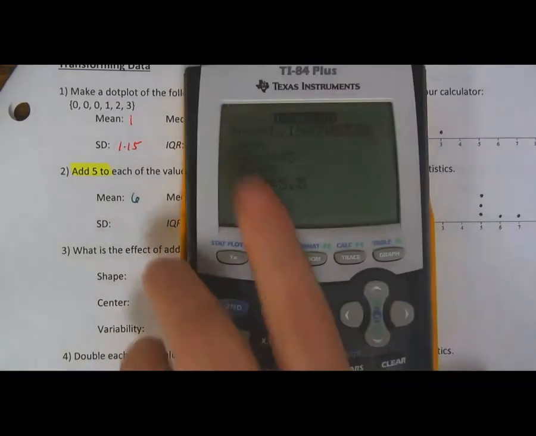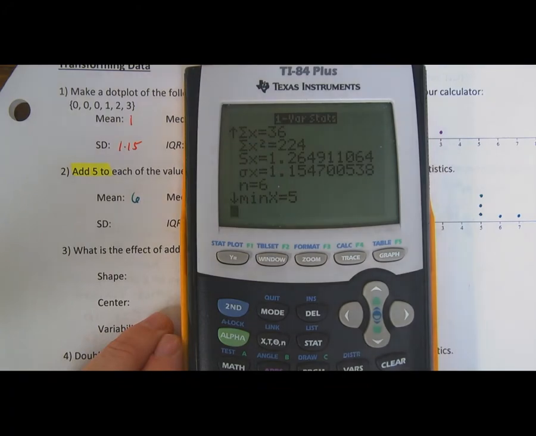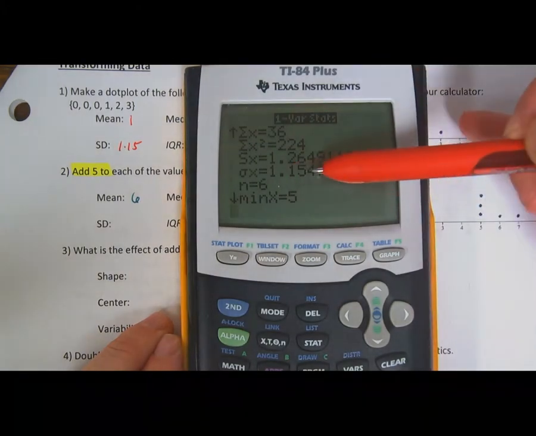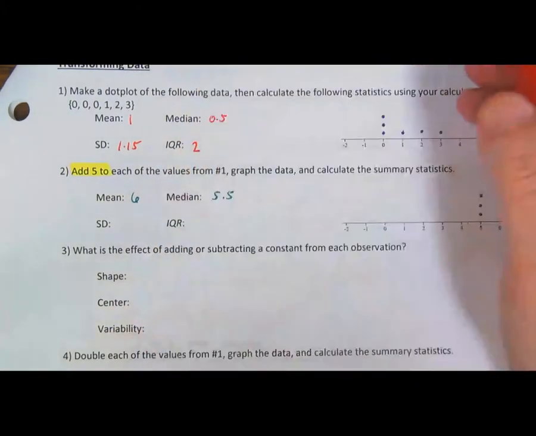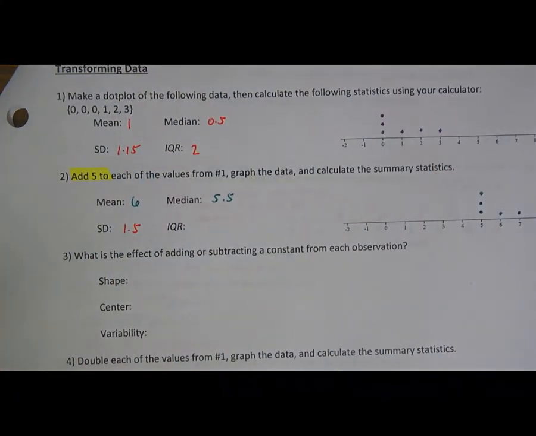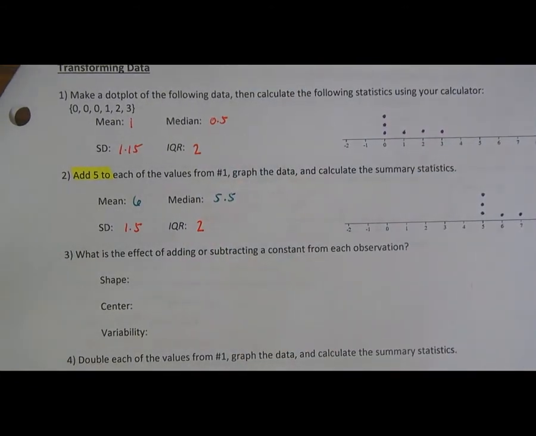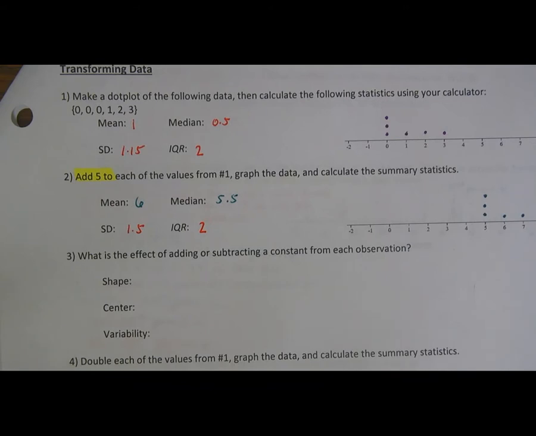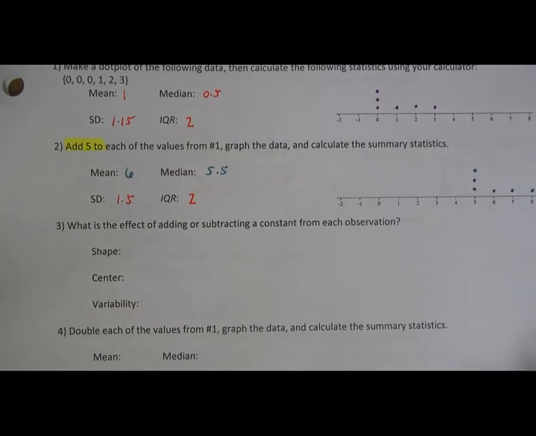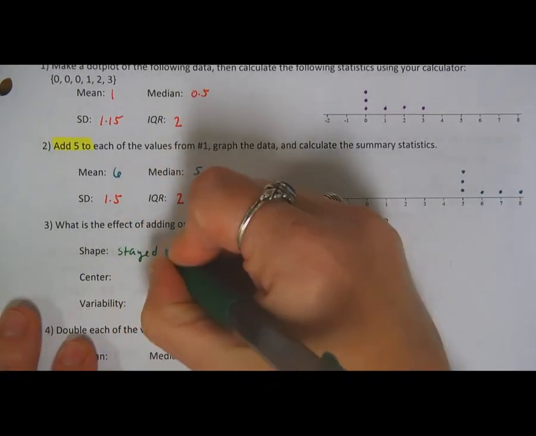Let's see if the standard deviation and IQR also went up by 5. Standard deviation, and we're using the second one. Still 1.15. And the IQR, if I arrow down and do my subtraction, 7 minus 5 is 2, so the IQR did not change. Number 3 is going to have us sum all of that up. The shape did not change, it stayed the same.